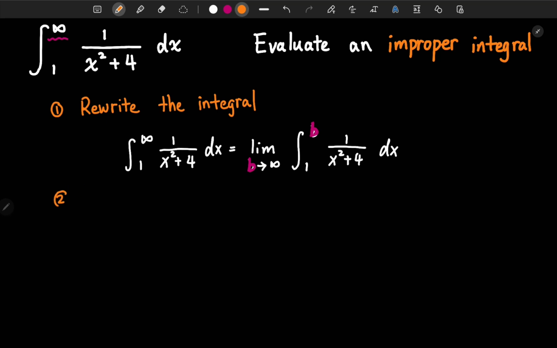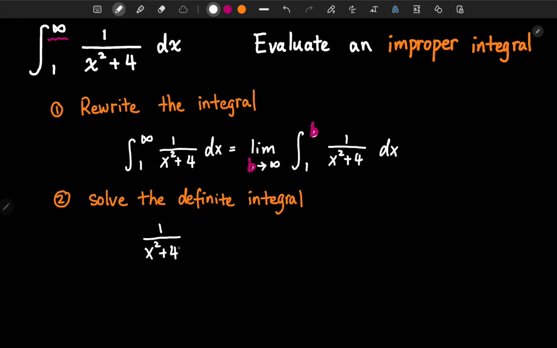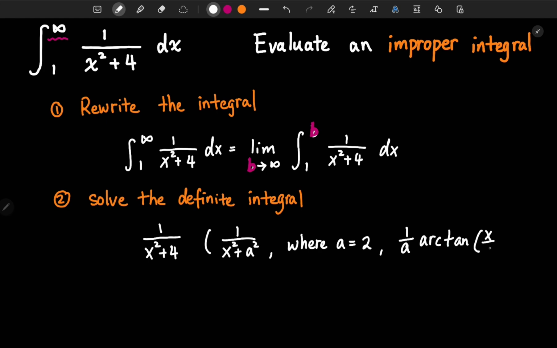So our second step is to solve the definite integral. Your function might look different than mine, but in our case, we have 1 over x squared plus 4. We recognize that's a form of 1 over x squared plus a squared, where a is equal to 2. The antiderivative of that is 1 over a arc tangent x over a. That's probably somewhere in the back of your textbook if you don't remember, which is totally fine.